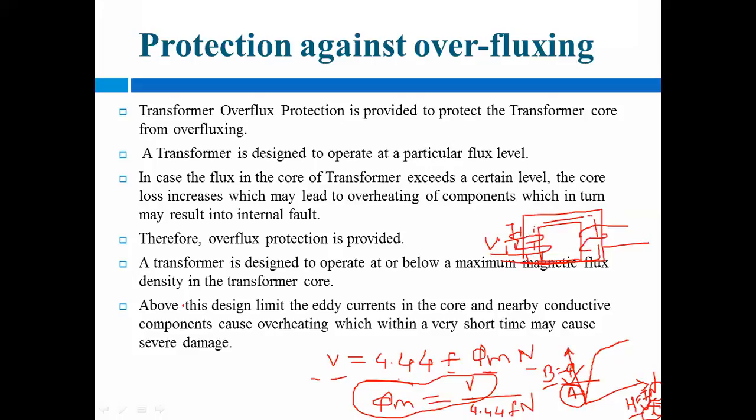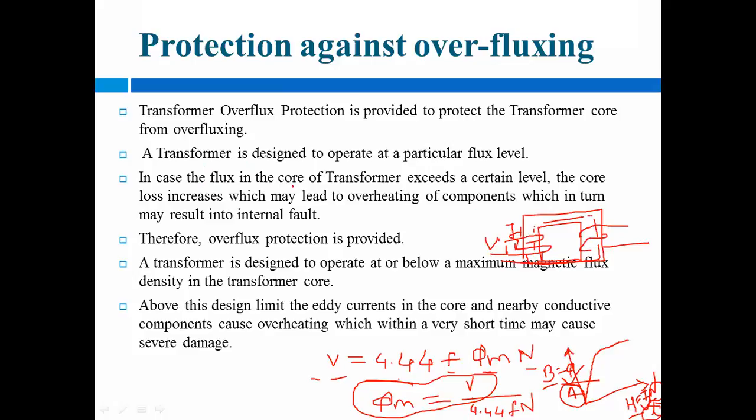Okay. So here this is nothing but the overfluxing. Here what is given: a transformer is designed to operate at a particular flux level. बरोबर ना? म्हणजे ज्यावेळी आपण एखादा कोर सिलेक्ट करतो त्यावेळी त्या प्रत्येक कोरची काहीतरी कपॅसिटी आहे. Okay, so you have studied that also, different types of cores in electrical machine design. Okay, so every core will produce its own flux.